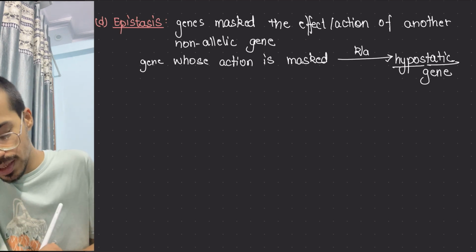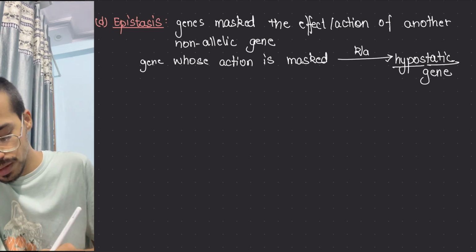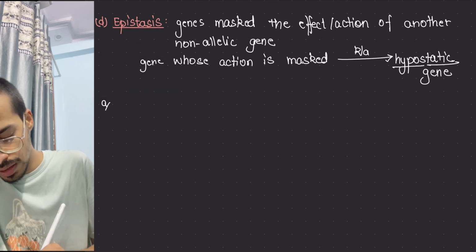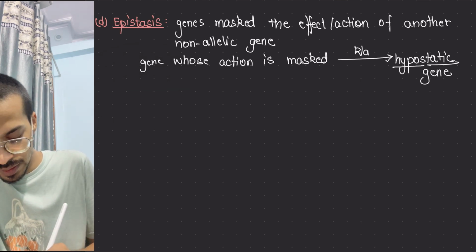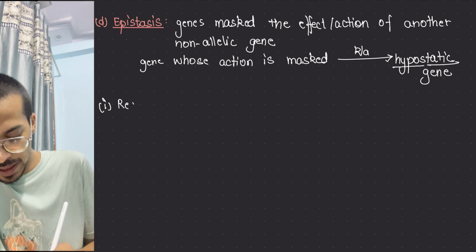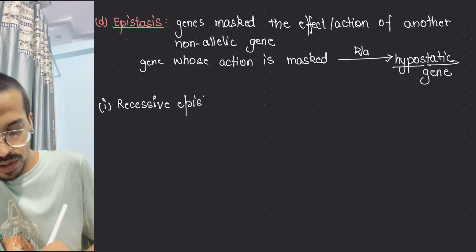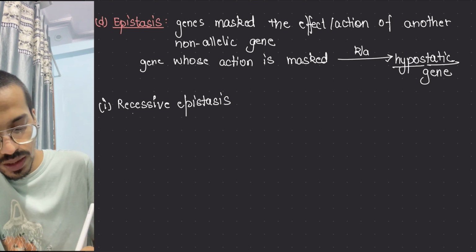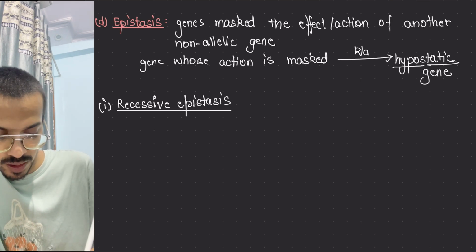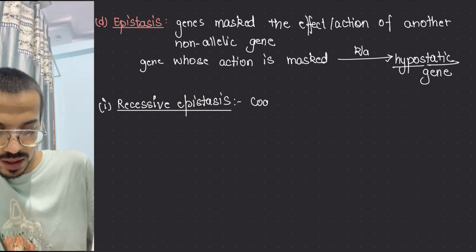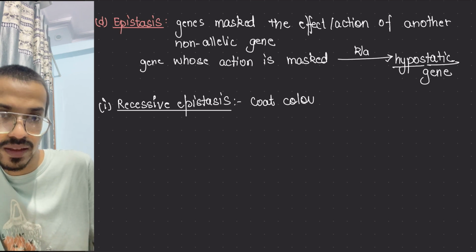Let's first start with recessive. Number one is recessive epistasis. Here we're going to take the example of coat color of mice.